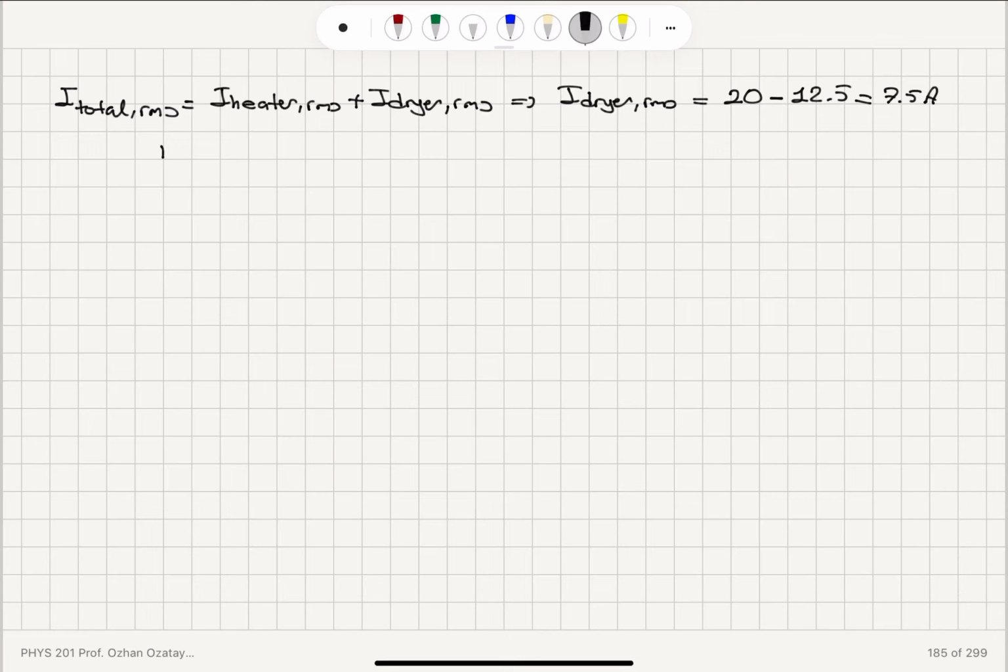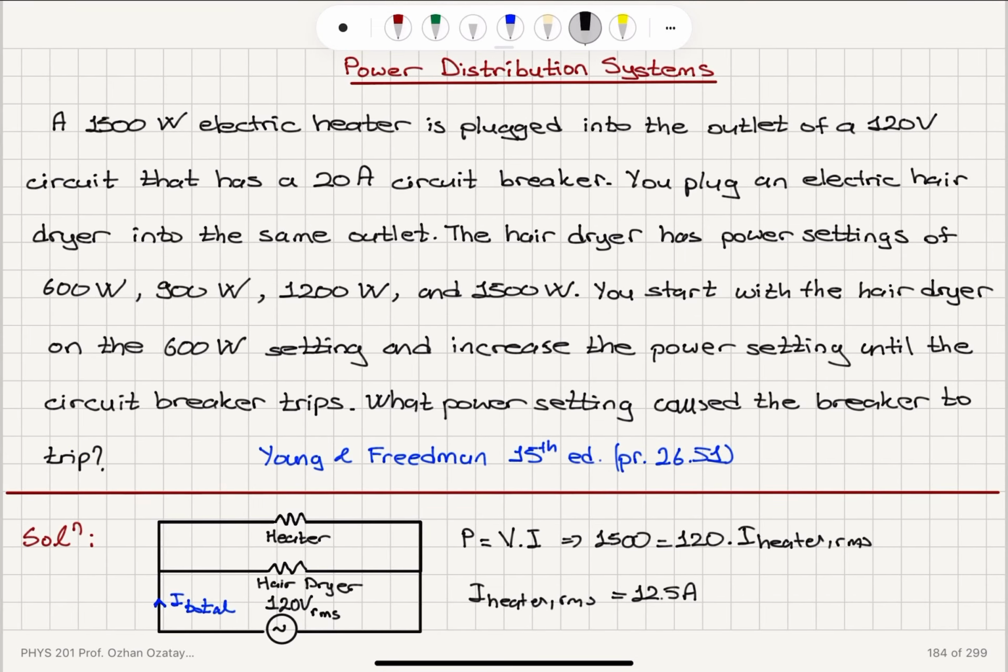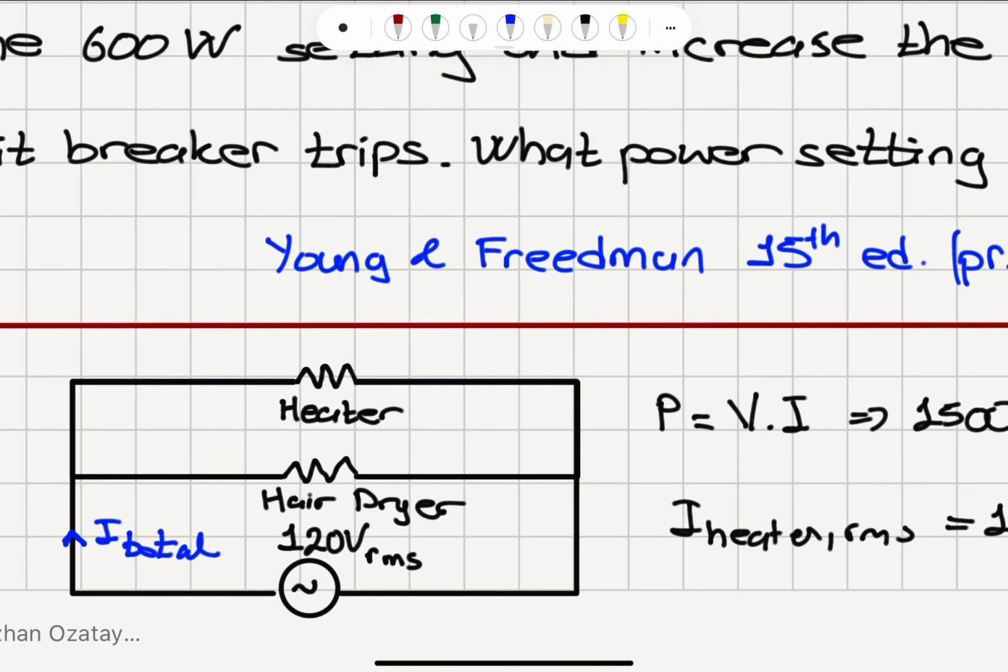So the power dissipated by the dryer will be 120 volts multiplied by 7.5 amps, 900 watts. So if the power on the dryer exceeds this value, it will draw too much current and the circuit breaker will trip. So you can think of the circuit breaker as a switch here. So this is basically a switch that is controlled by the current.